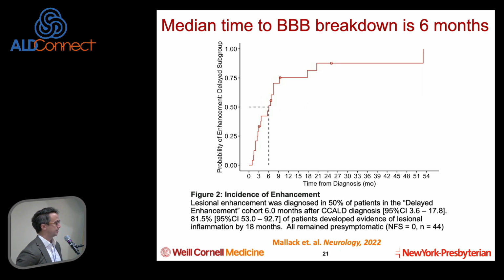It takes about 6 months for blood-brain barrier breakdown to occur in the patients who don't have lesional enhancement at diagnosis. So what that does is it helps us frame, as a clinician, what are my expectations and how do I frame my surveillance imaging after an index case. So at this time point, we have data for 44 patients. All patients were asymptomatic at this time point. As you remember, half the patients on their diagnostic scan for cerebral ALD had evidence of blood-brain barrier breakdown. The ones that didn't, it took about 6 months.